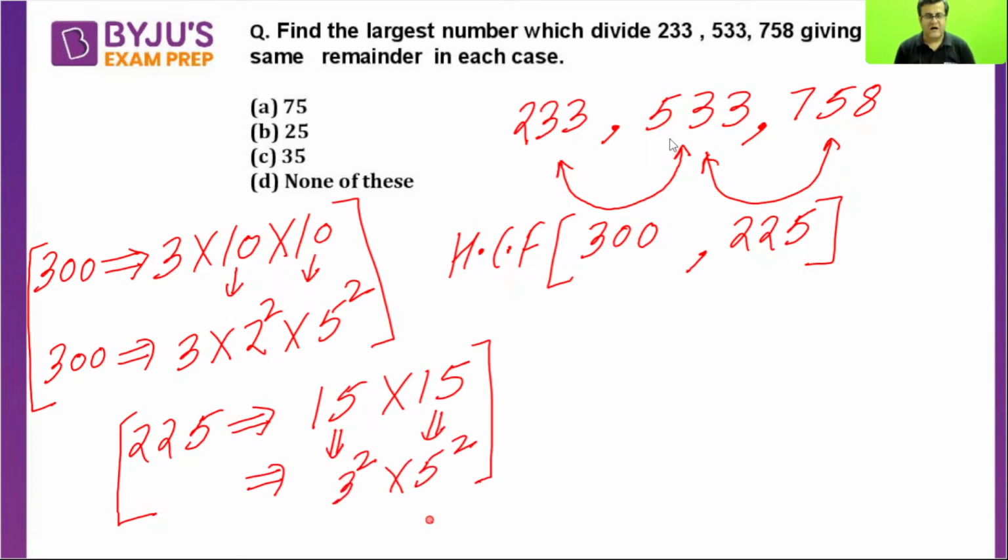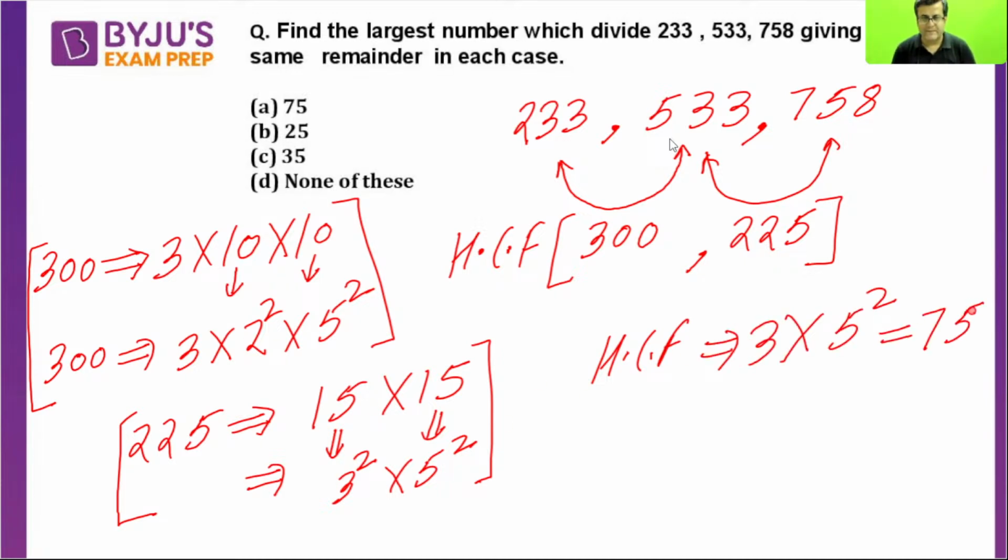So we got it. What is common in these two? Highest common factor: 3 is common, 3 to the power 1. 5 to the power 2. So the HCF is 75. Option A is absolutely right. Okay, beta, now it's clear at least.